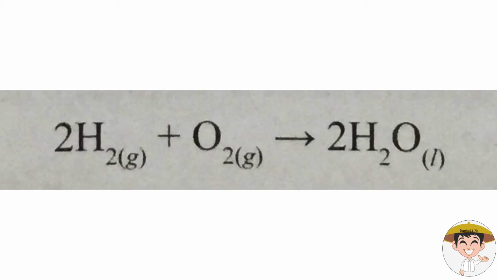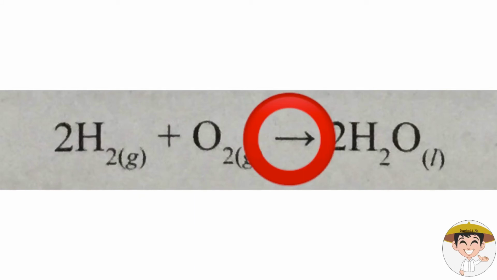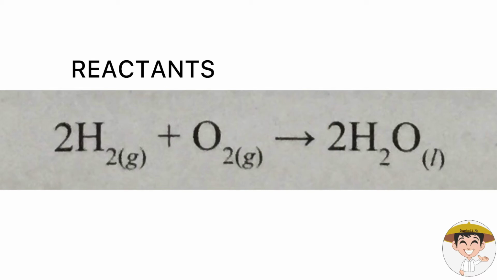As we can see, we have here the symbols of the elements. So look at the example. As you can see, there are different parts of a chemical equation. The arrow indicates the direction of the reaction and separates the reactants at the left side of the arrow from the products. The products are on the right side of the arrow.